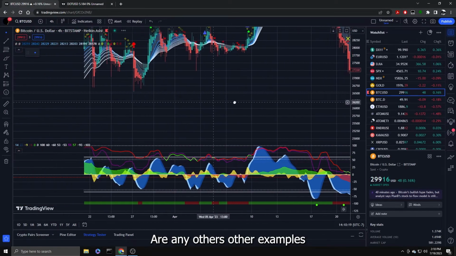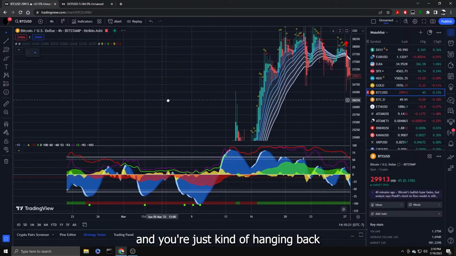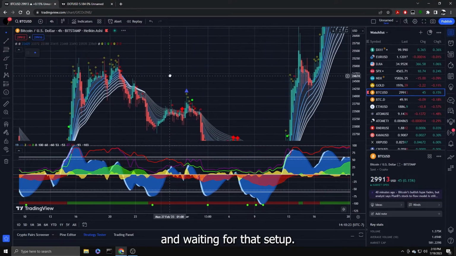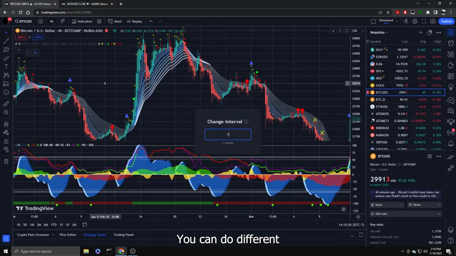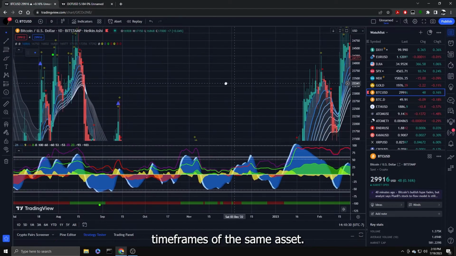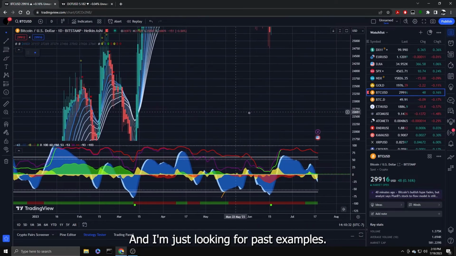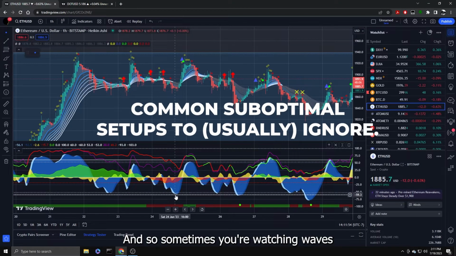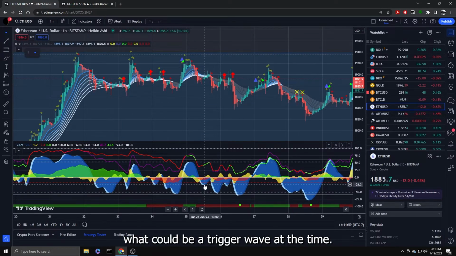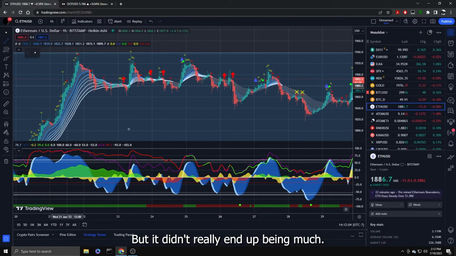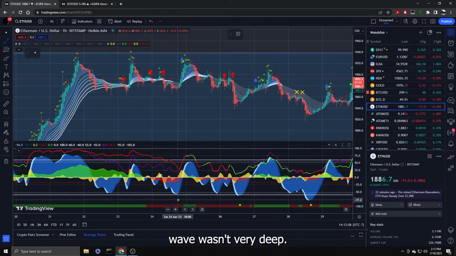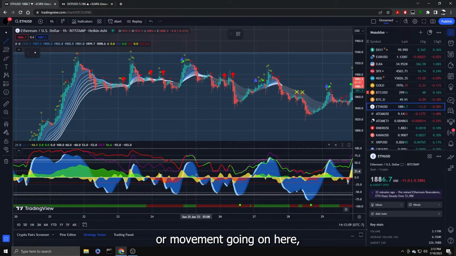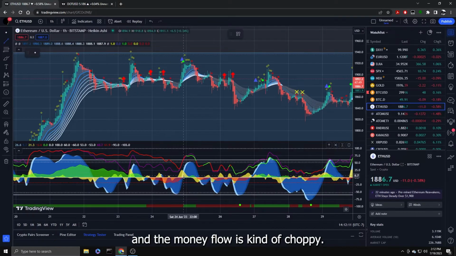Are there any other examples we can dig around for? And you're just kind of hanging back and waiting for that setup. Don't force it. You can do different time frames of the same asset. And I'm just looking for past examples. And so sometimes you're watching waves, and you see one come about halfway down, and then you see what could be a trigger wave at the time. But it didn't really end up being much. And that's because this anchor wave wasn't very deep. There wasn't much conviction or movement going on here. And the money flow is kind of choppy.